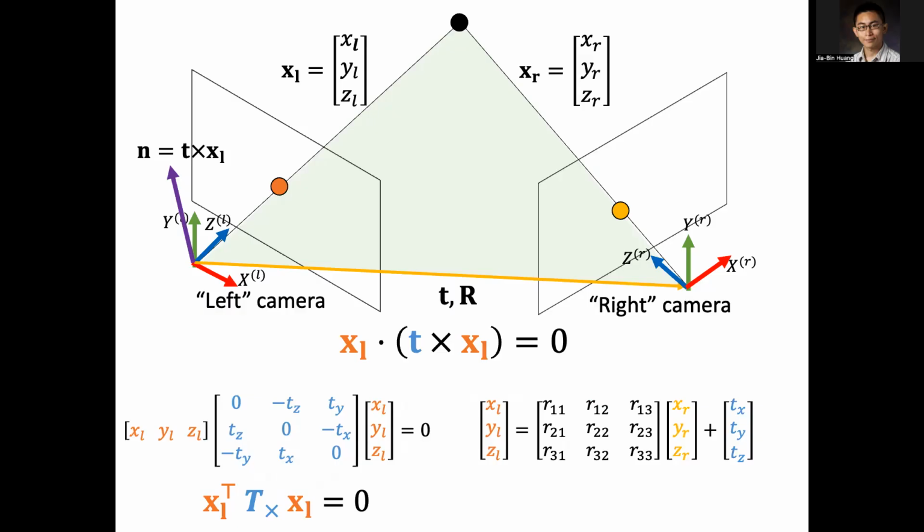So here's the interesting part. I have this simple relationship, which basically says that the expression of the same point from the left camera can be described as a rotation and translation of the coordinates expressed in the right camera, because they are related by a rotation and translation.